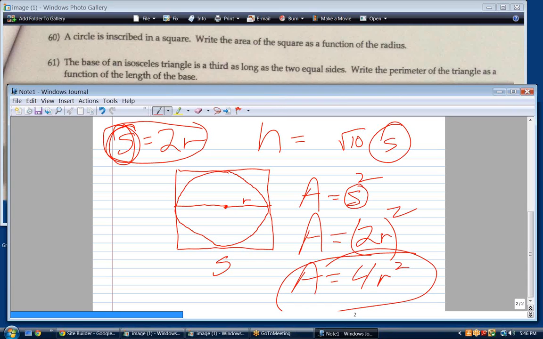Okay? We didn't need the area of the circle, so we didn't need anything to do with pi r squared. The only thing we needed to know was that the radius was 1/2 of the side length. Exactly.